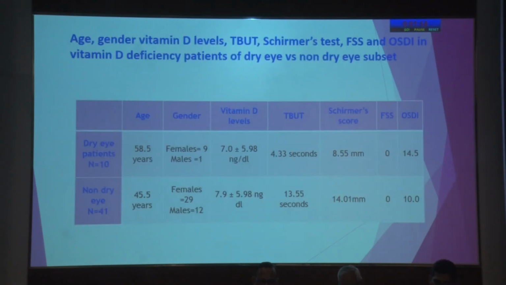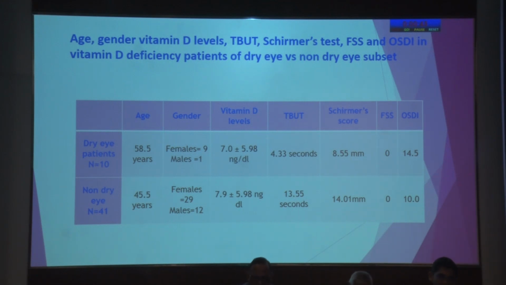So these are the results showing the vitamin D non-dry eye subset and the dry eye subset in the vitamin D deficient group. Here the levels of vitamin D are less than 12 ng per dL, and the tear breakup time and the Schirmer score and all the criteria are falling into the dry eye, and in the non-dry eye subgroup there is a vitamin D deficiency.